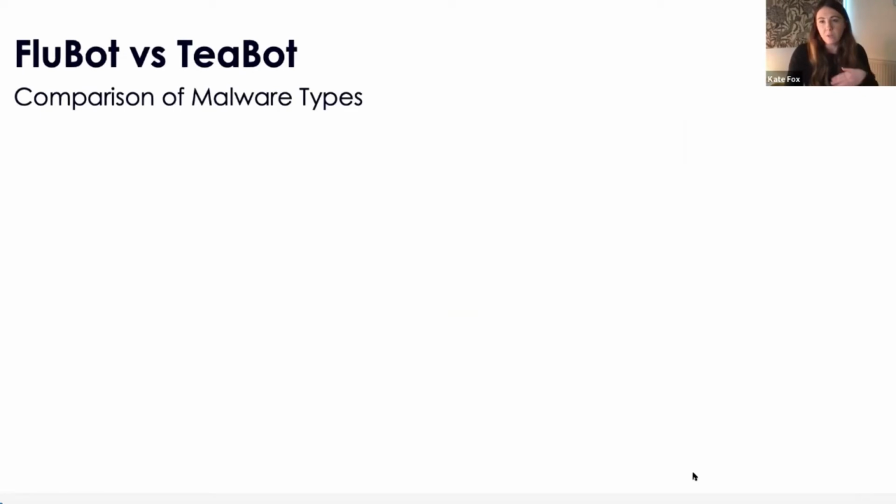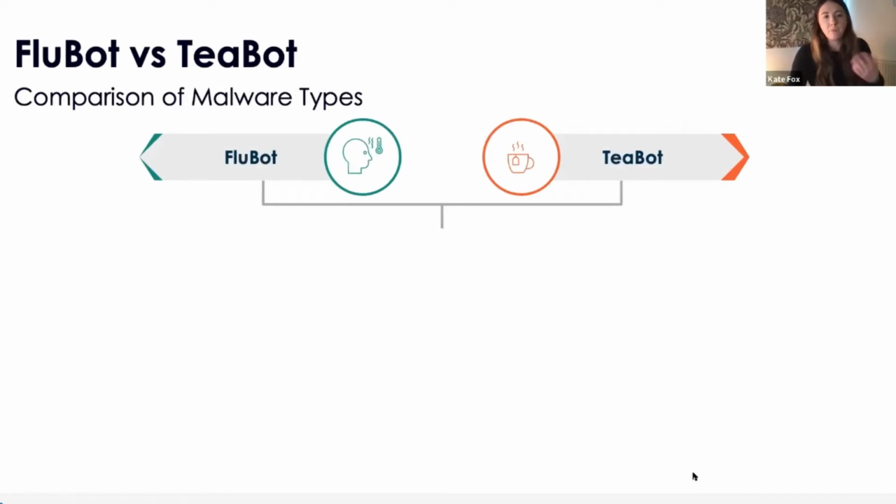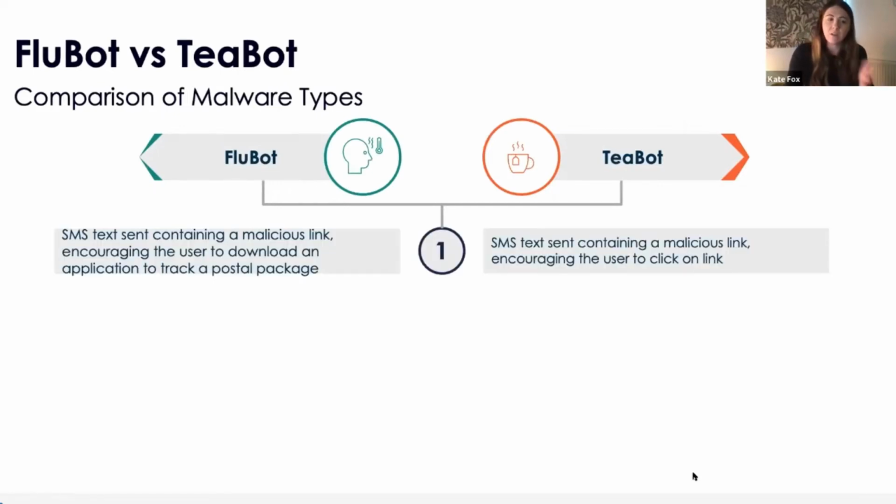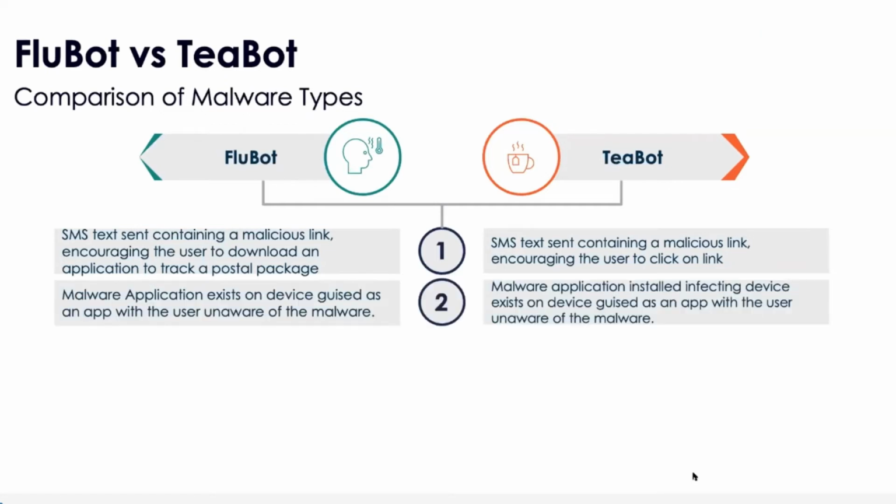Just want to quickly talk through the key difference between Flubot and TBot as well. Flubot was something that we also saw last year, and the key differences are quite similar in some ways, but different in other ways. So the text message initial part of the attack is very similar. They both would send a text message where a malicious link would encourage the user to download the app. And that was a similar thing that we see across Flubot and TBot.